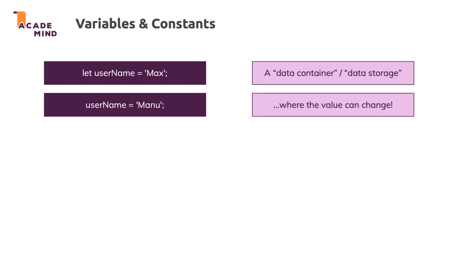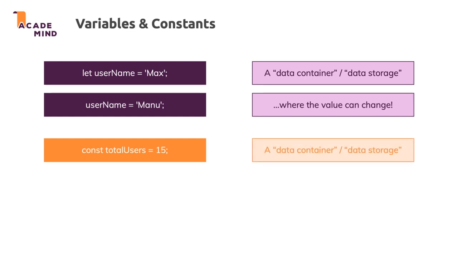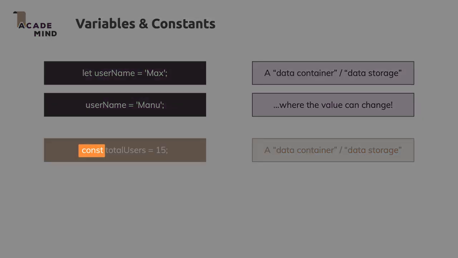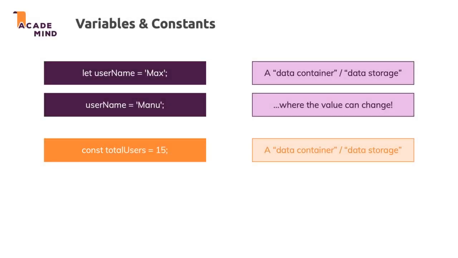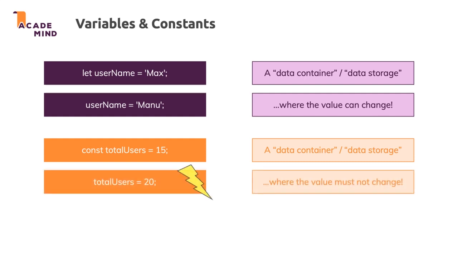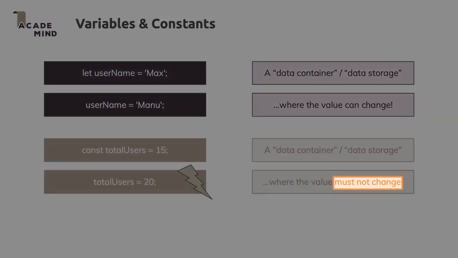So a variable is a data container where the value can change. Doesn't have to, but often it will. Now you also have a special form of that variable, you could say. You have constants. For example, let's say you have a total amount of users in your application, which is kind of fixed. Now that's still a data container, but instead of with the let keyword, you create it with the const keyword, another keyword which is built into JavaScript, which JavaScript recognizes and understands. Now the special thing about constants created with the const keyword is that there you can't change the value. If you try to do that, you'll get an error. So there, the values must not change.